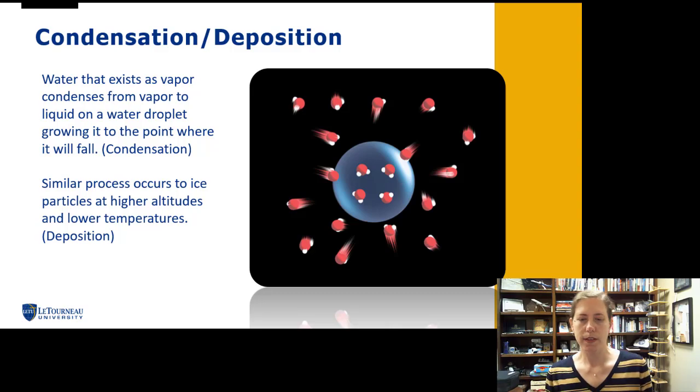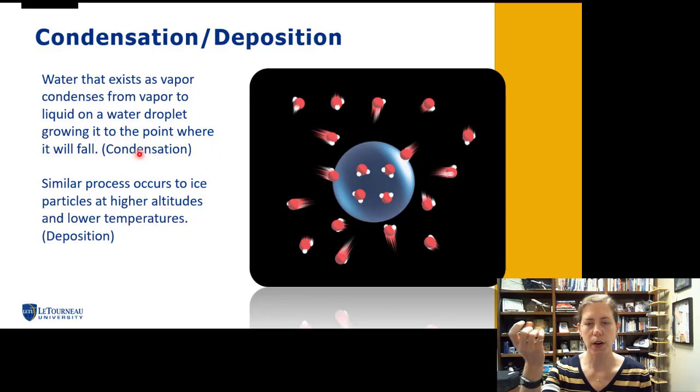Deposition is very similar, except we have ice in the cloud and we have water vapor in the cloud, and it attaches itself to a surface. Water vapor freezes directly onto a surface. That's called deposition. So the deposition process is where we have water vapor freezing itself onto a surface. And in the condensation process, we have water that's condensing onto a liquid droplet.